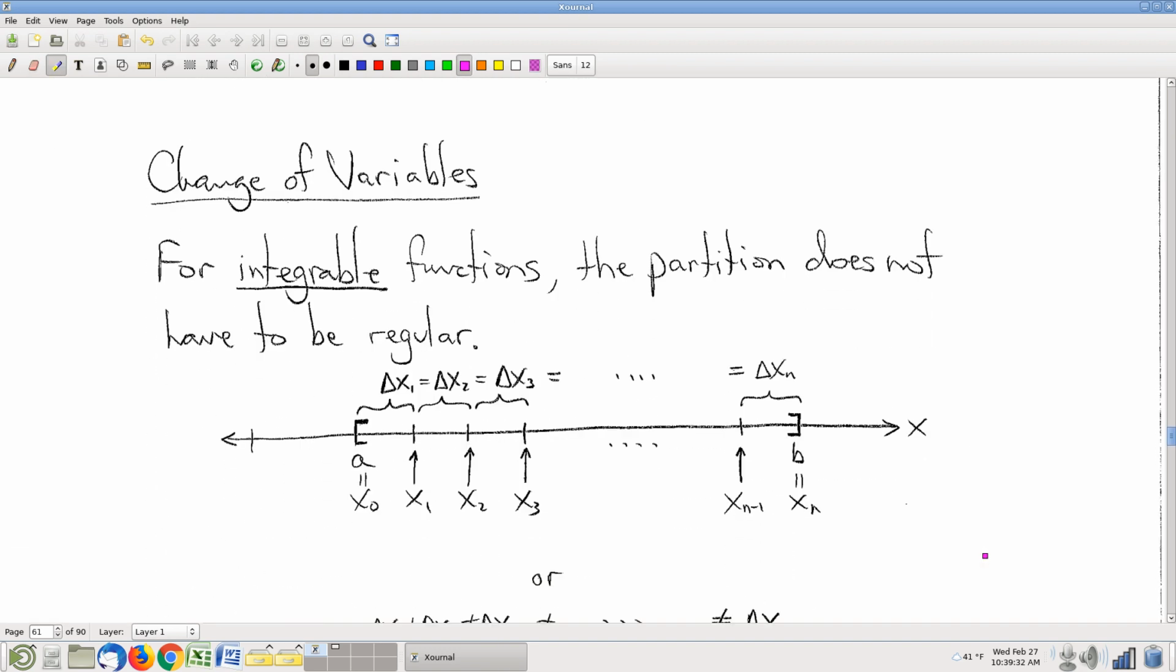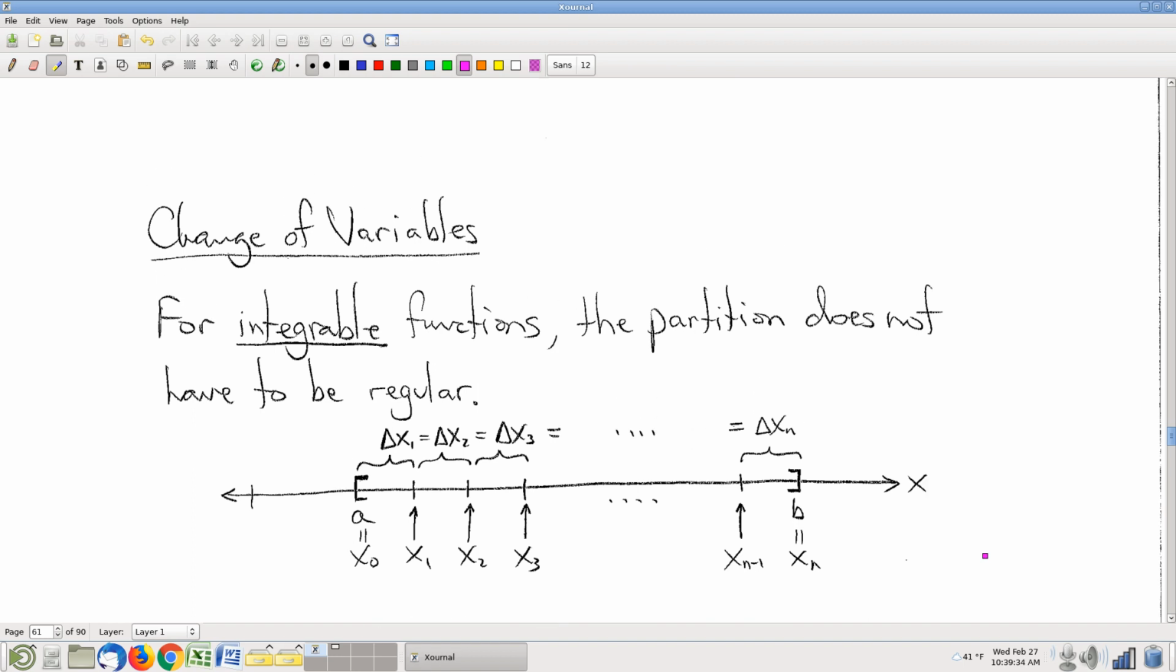Okay, so done with triple integrals. We're going to move on now to change of variables. This is a big topic. We're not going to finish it today, not even close. There's a lot to say.